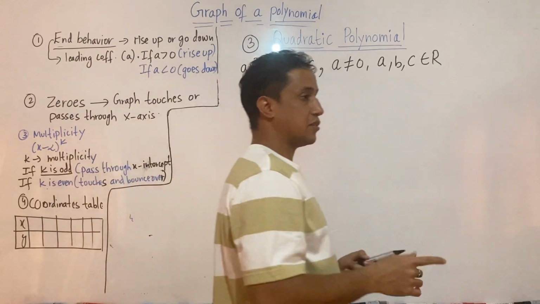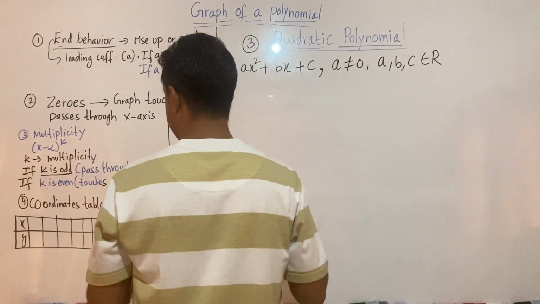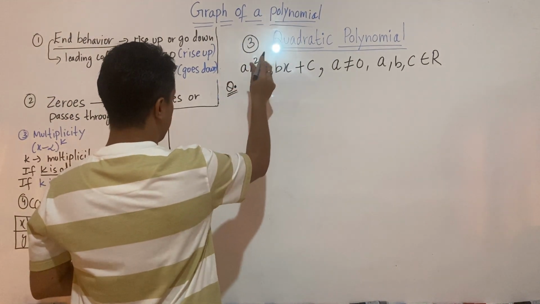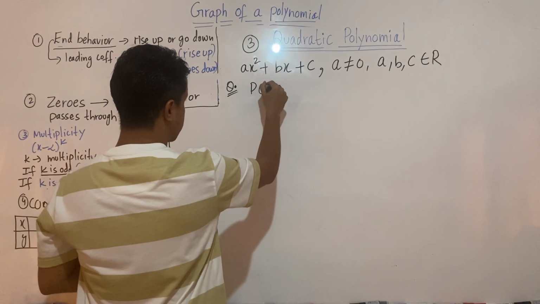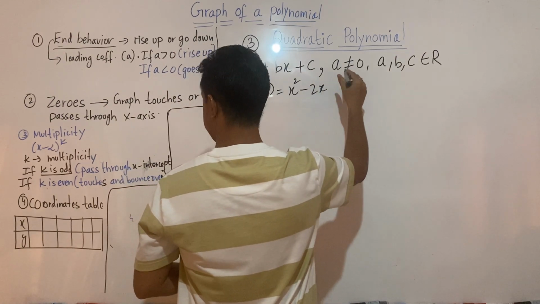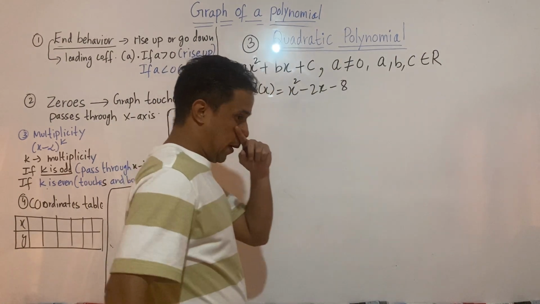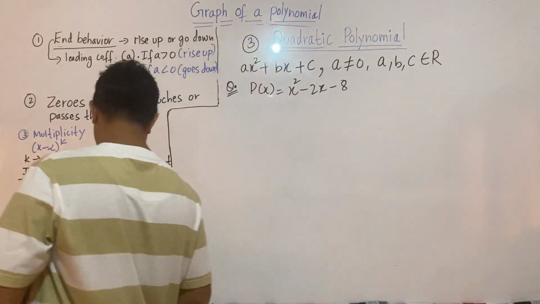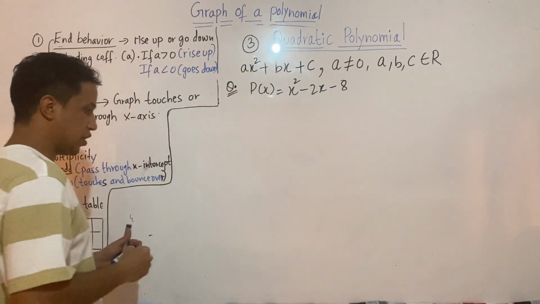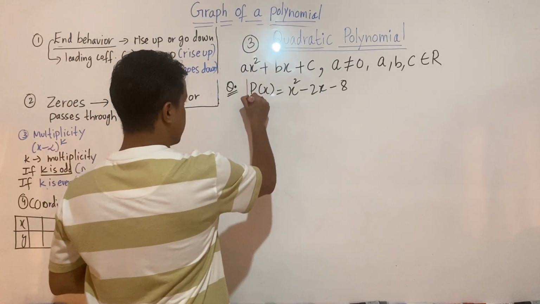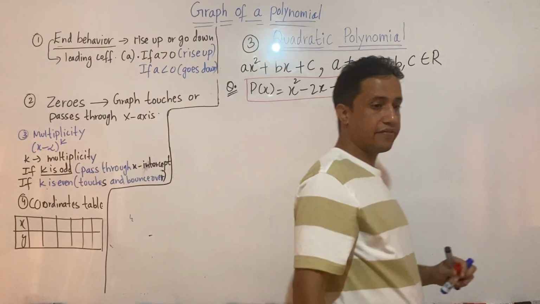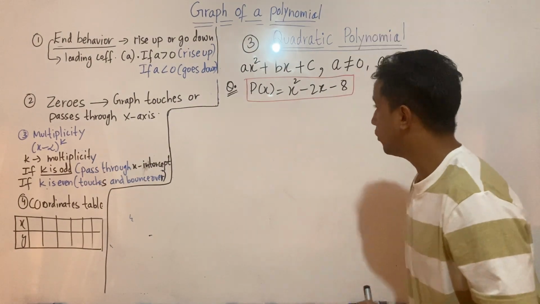So let's take a quadratic polynomial expression. I will take p(x) equal to x squared minus 2x minus 8. Okay, this is my quadratic polynomial, and this is given to me. What I need to do is sketch the graph of this quadratic polynomial, okay?